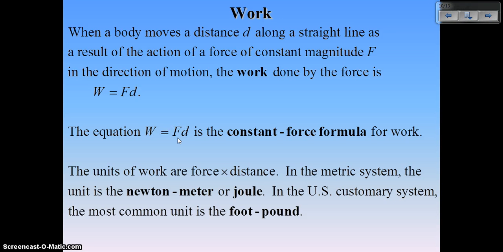Well, we're going to work some of those. The units for work are force times distance. Now, if you're one of those crazy people that like the metric system, we measure that in Newton meters, sometimes called joules. In the U.S., in the standard system, which we all know is best, we don't use Newton meters or joules, we use foot pounds.